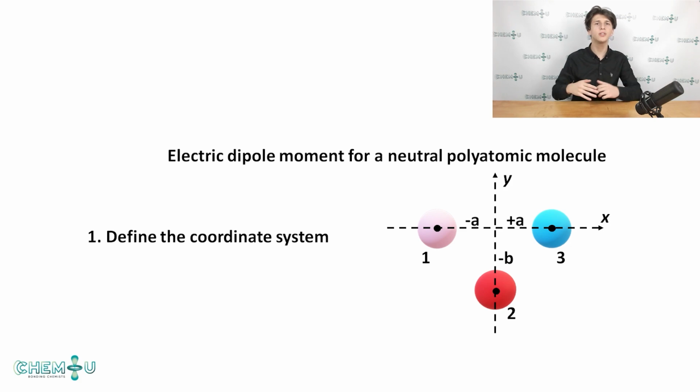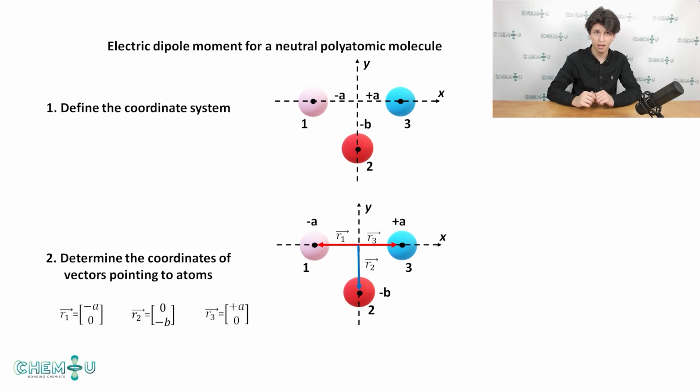Okay, first we need to define the origin of the coordinate system. The theory states that if the molecule is neutral, then the choice of the center does not influence the resulting dipole moment. Second, we should determine the coordinates of all atoms in our molecule and represent them in a vector form as shown on the screen now.